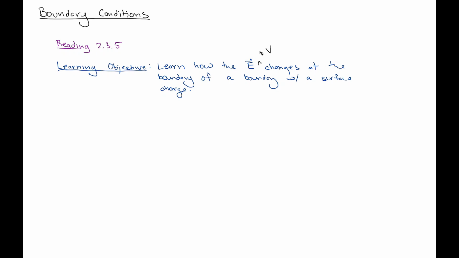Hi guys. In this lecture, we're going to talk about boundary conditions. In particular, we're going to talk about a specific way that the electric field and the potential change at the boundary of a surface charge. That could be a charged sheet, any side of a charged shell, a cylinder, anything you want, but the electric field and the potential are going to change in a very specific way.